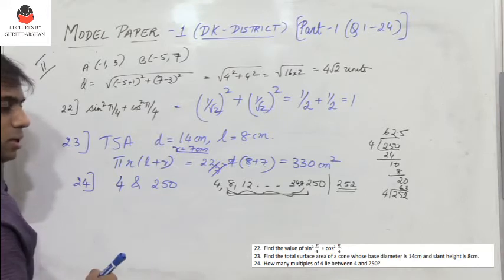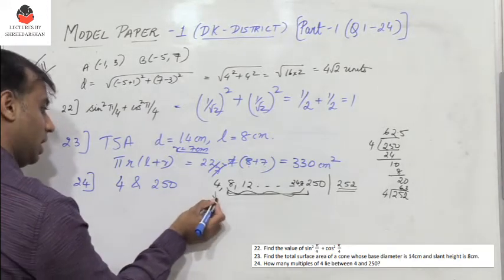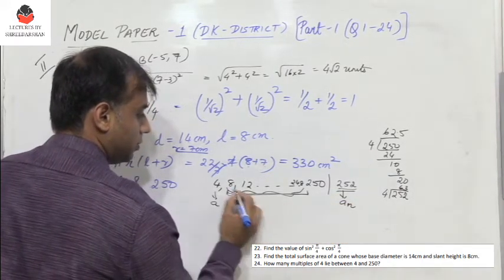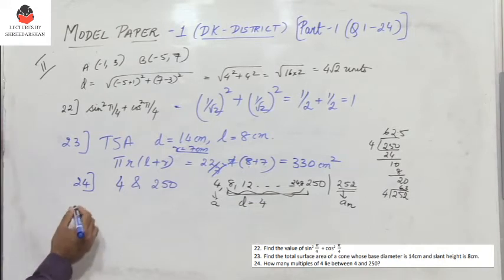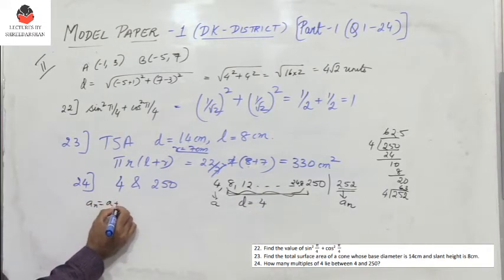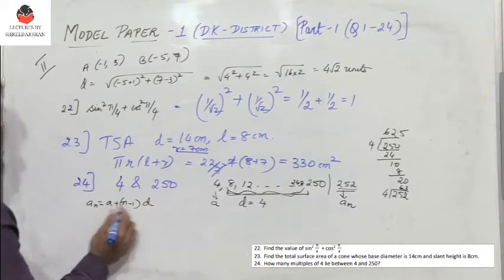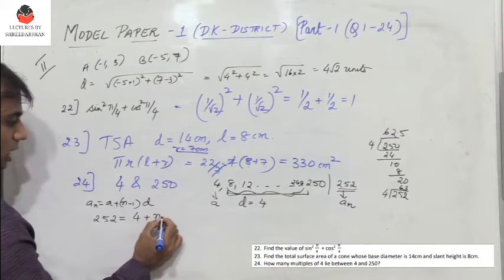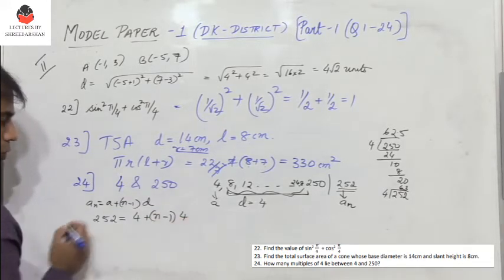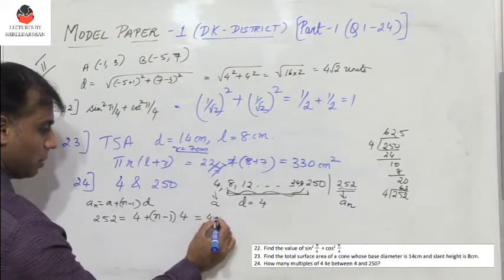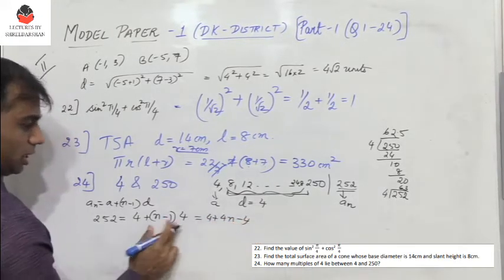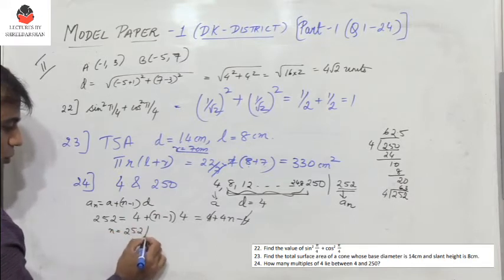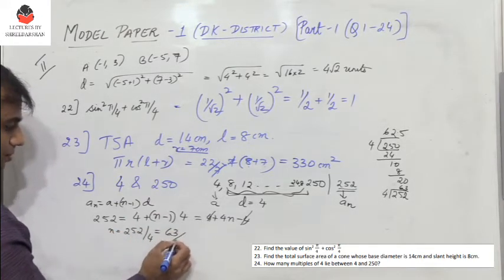So now let us use the arithmetic progression. Let this be A, let this be AN, and the common difference is of course 4. So I know that AN equals A plus N minus 1 into D. So what is AN? 252 equals A is 4 plus N minus 1 into D is 4, which is 4 plus 4N minus 4, right? So 4 gets cancelled. What is N? N is 252 by 4, which is 63.